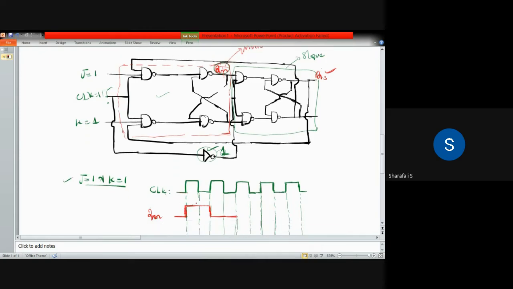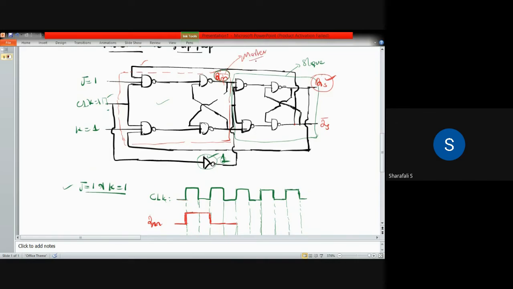Okay. And the output remains in the same state, but it will not go to 0. Why is it not going to 0? Because your total output depends on your Qs or Qs bar here. Why? Because we have a connection from this Qs bar to this input, as you can see from this figure. So even if your Qm is changed because of the clock pulse and the toggle condition, J equal to 1, K equal to 1, when your clock is 1, it will change from this present state to the next state.